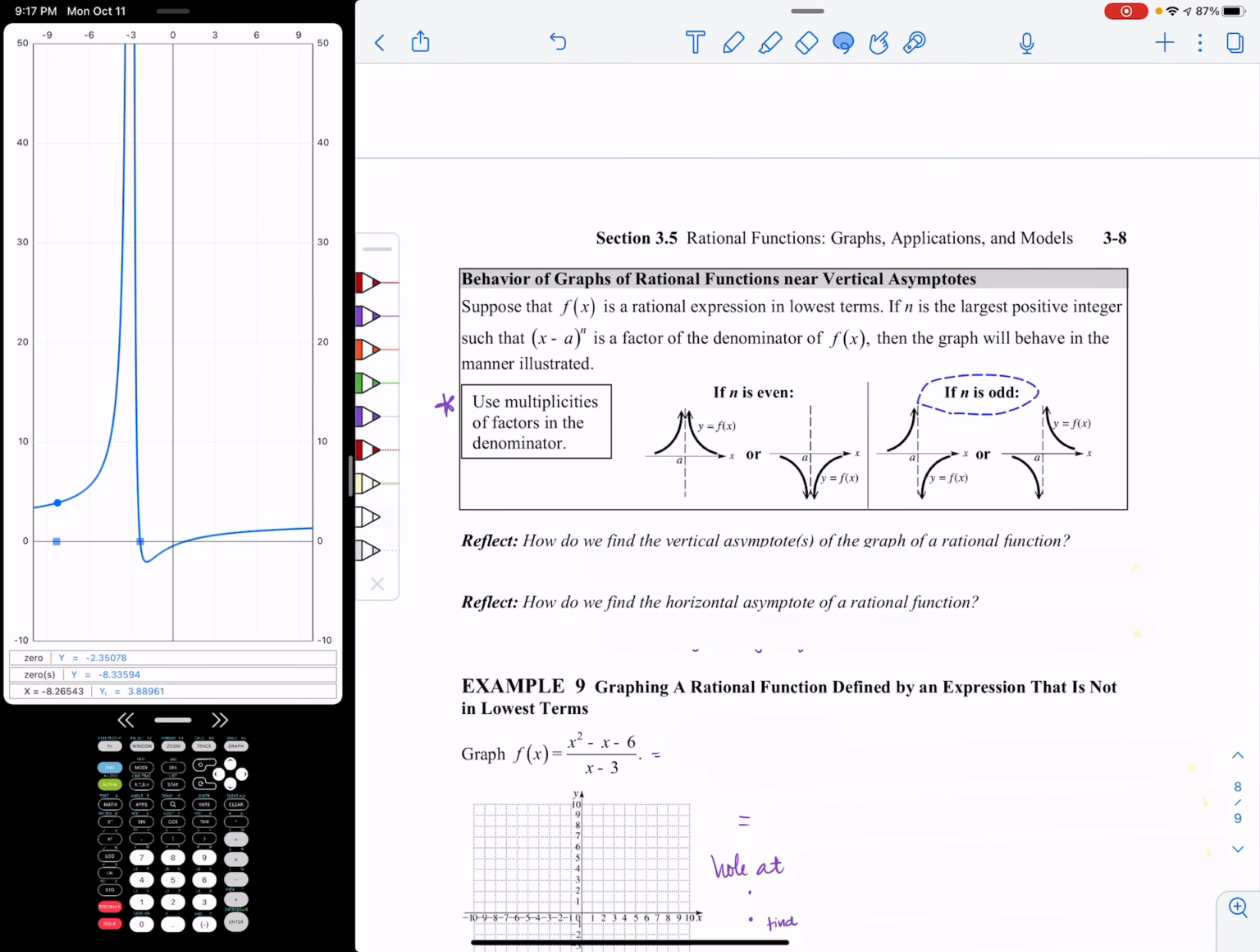Just a real quick reflect question. How do we find vertical asymptotes? This is where we find out what makes the bottom 0. How do we find horizontal asymptotes? We decide these by using degrees.